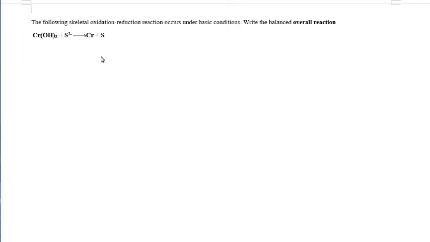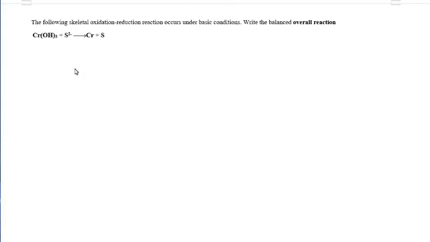Okay, so we're going to work another balancing redox reaction example, except we're going to do this under basic conditions. Remember that the steps are very similar to acidic conditions, except for that one extra step in which we add in hydroxide ion to neutralize all of the hydrogen ions. Okay, so let's go ahead and write down the reactions.